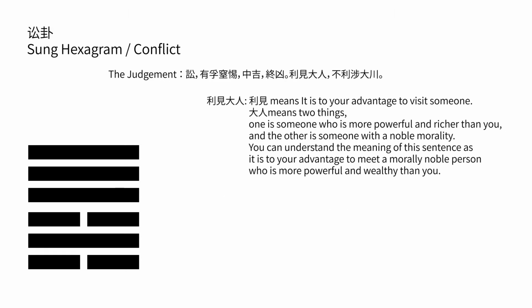利見大人, 利見 means it is to your advantage to visit someone. 大人 means two things. One is someone who is more powerful and richer than you, and the other is someone with a noble morality. You can understand the meaning of this sentence as it is to your advantage to meet a morally noble person who is more powerful and wealthy than you.